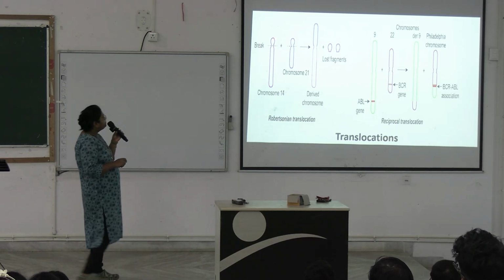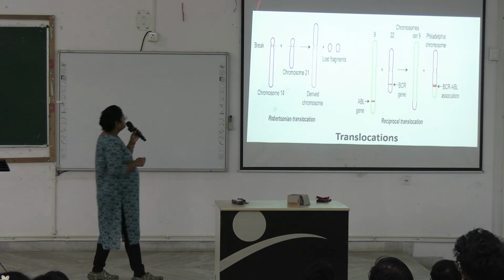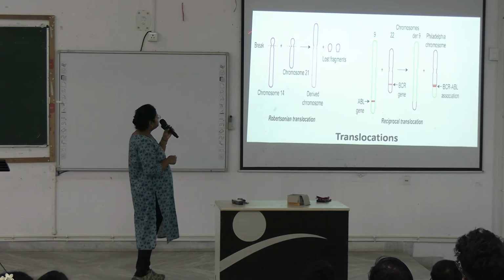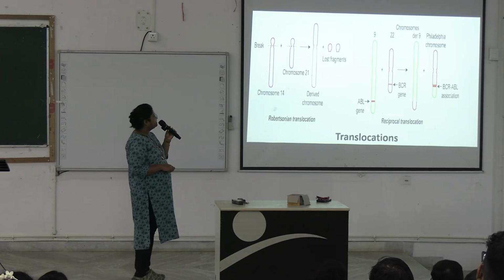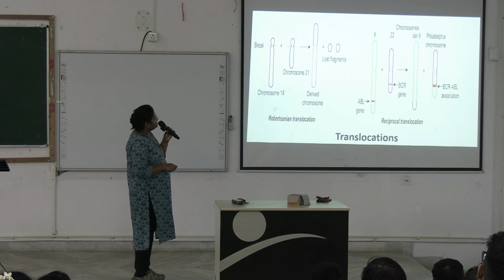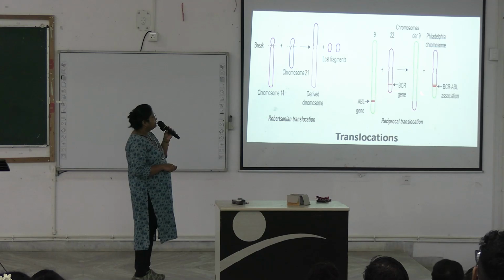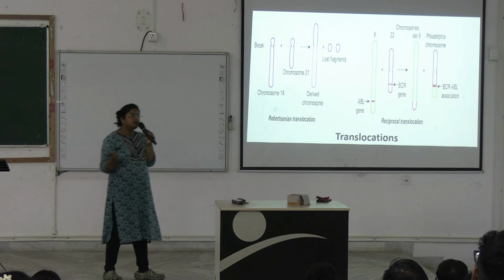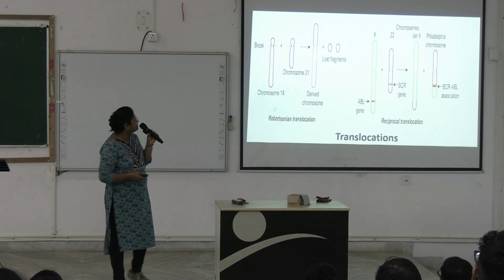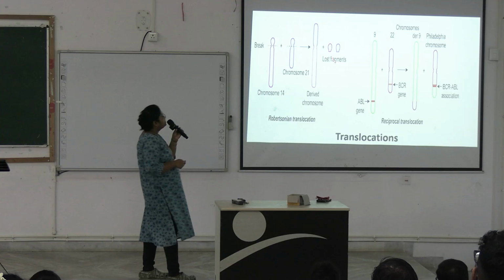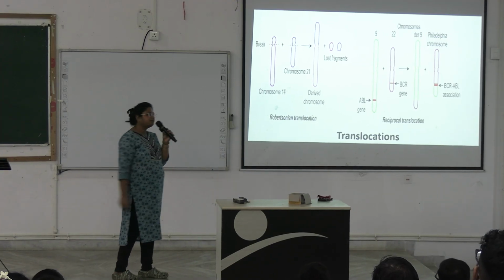And here the terminal portions are lost. The short arms are lost for both chromosomes. And here this is reciprocal translocation. Here the BCR and ABL genes are present, ABL on the 9th chromosome and BCR on chromosome 22. When there is reciprocal translocation, these two genes are located together and it leads to formation of the Philadelphia chromosome, and it leads to disease. So there is translocation between chromosome 9 and 22.